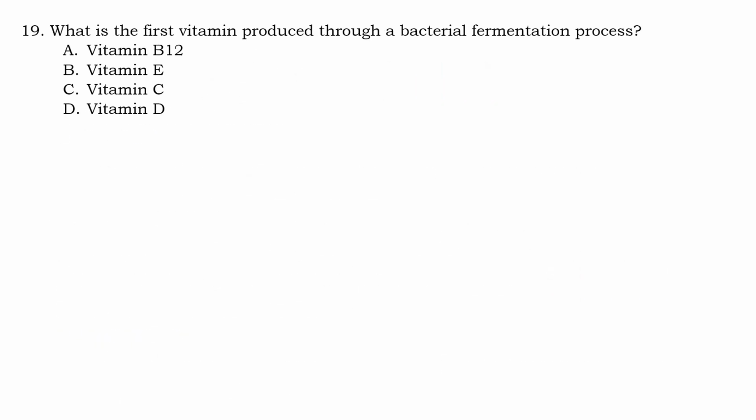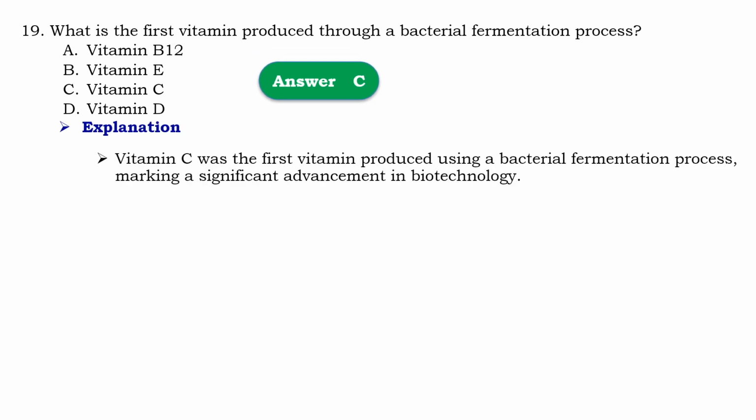Question number 19. What is the first vitamin produced through bacterial fermentation process? So the answer should be C, vitamin C. Means that vitamin C was the first vitamin produced using bacterial fermentation process, marking the significant advancement in biotechnology.